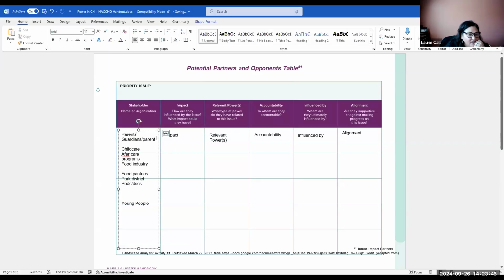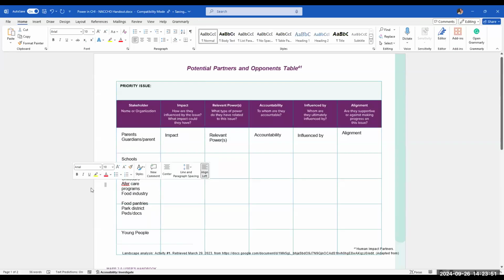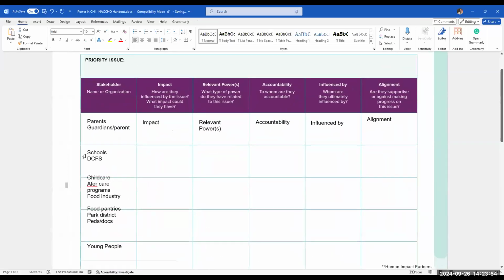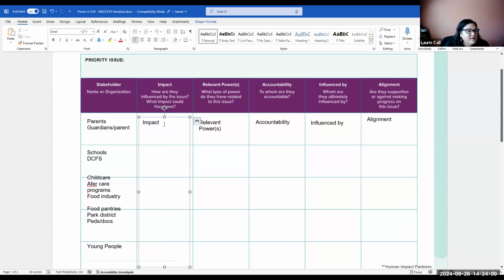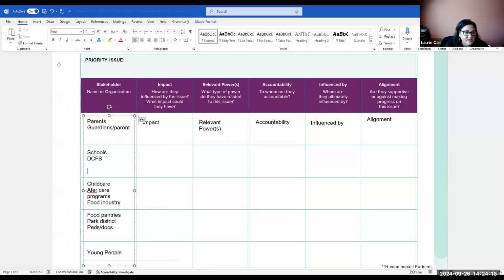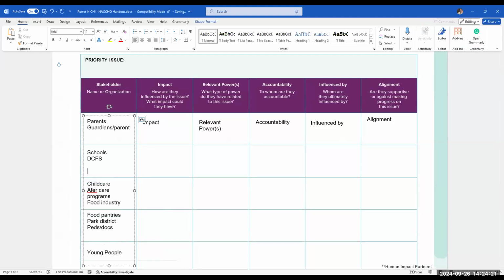And Samantha, I can't see this very well. Can you tell me what it says under impact, or tell the group? Yes, and I can zoom in as well. So impact: how are they influenced by the issue? And this handout that you're seeing here has been dropped in the chat, so you can open it up yourself on your end too. How are parents influenced by the issue? You can take yourself off mute or write in the chat. Or if you raise your hand, I can take you off mute. Or drop in the chat that you would like to speak and I can unmute you.